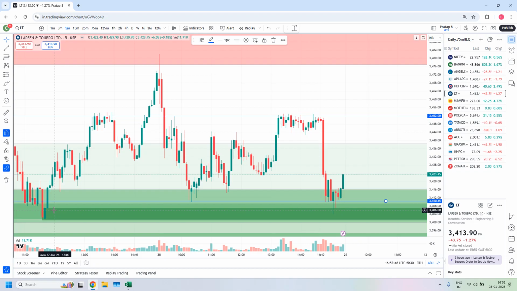And moreover, we are using dynamic views. I've always been telling you, focus on the dynamic view. Because we are using the dynamic view of understanding the zones, we are getting perfect trades compared to the other people in the market.